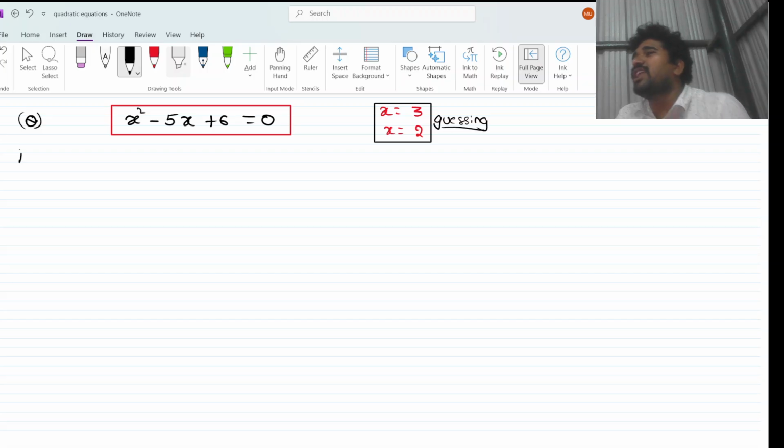Understand? We are not able to guess in every case. That's why methods came into the picture. Here, the initial step is always guessing only, but if you are not able to tell it orally, that's why you use your hand. Is that clear for everybody? So the first method, splitting the middle term or factorization, we will use.